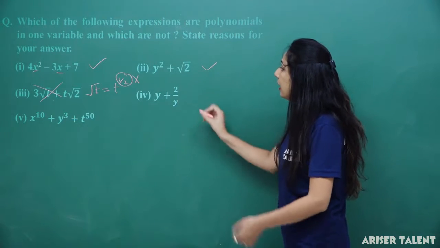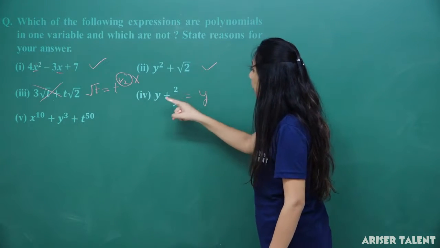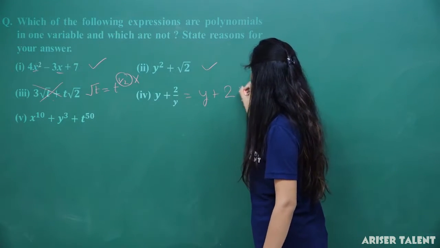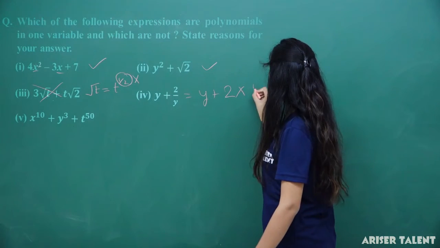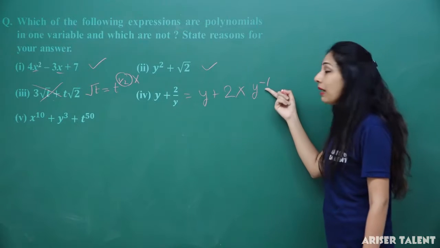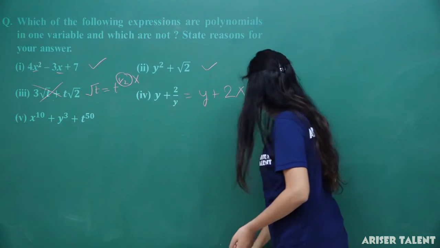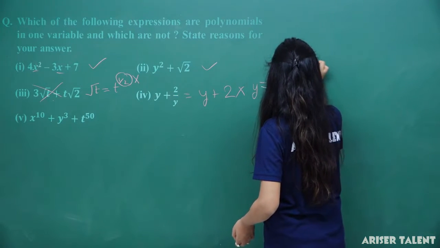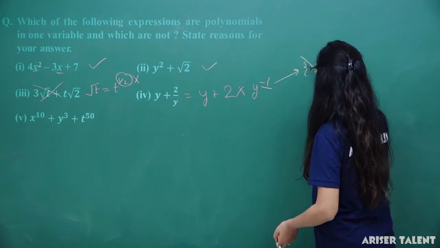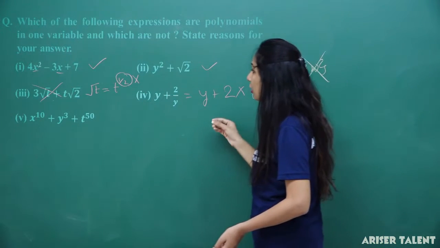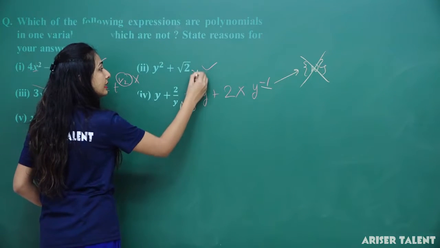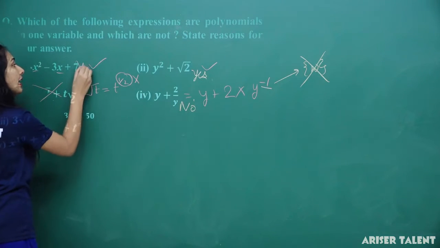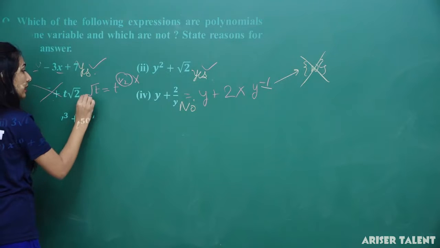Here, that is y plus 2 multiplied by 1 by y, that will be y raised to power minus 1. Now minus 1 is not a whole number. That means there will be a no as an answer. No. That was yes. That was a yes. And that was again a no.